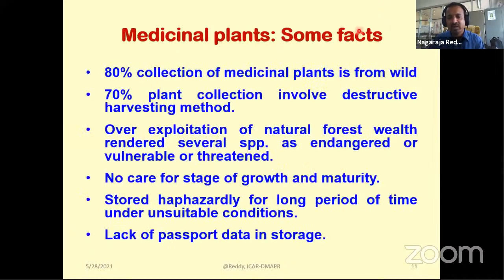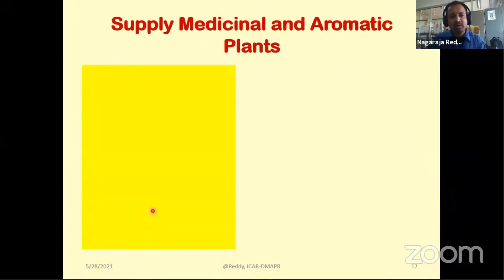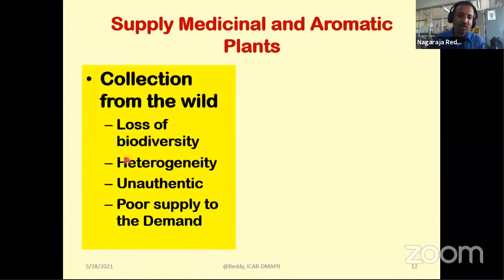Some facts I can put before you, before going to good agricultural practices. Majority of the medicinal plants are collected from the wild. This is a very precarious situation. We should not collect all the material from the wild. Instead, we have to go for cultivation. That's why this talk is highly relevant, so that we can go for good agricultural practices for production of these medicinal plants. And what are the advantages of collection from the wild?